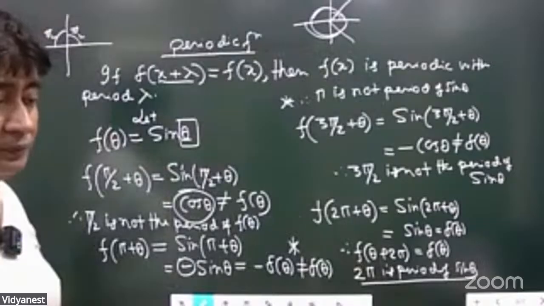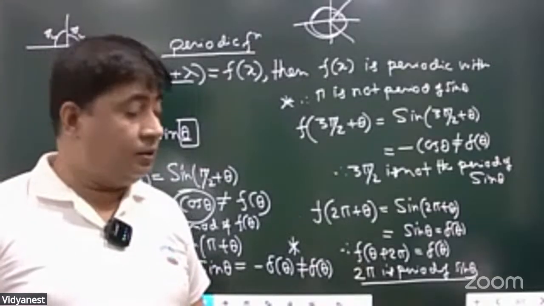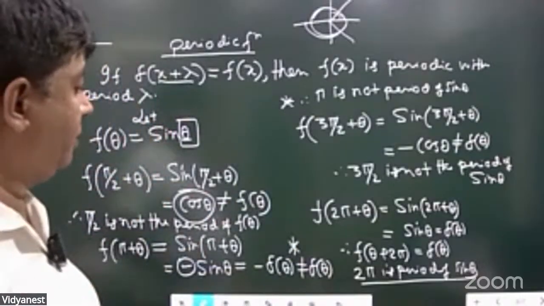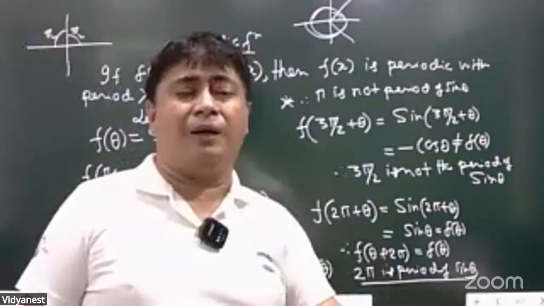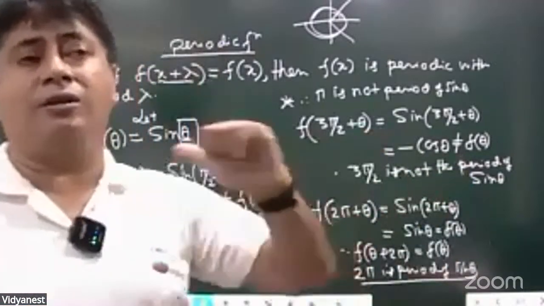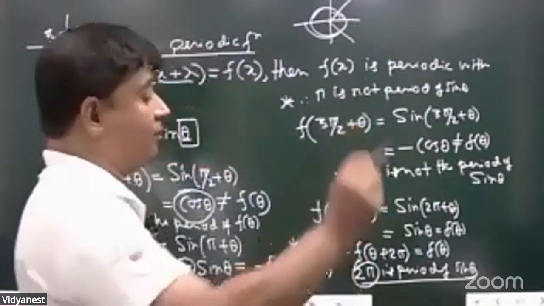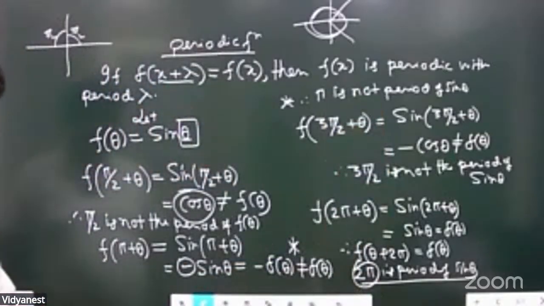Understood? Yes, sir. You can ask me, why 2 pi? Why not 4 pi? Because 4 pi plus theta is also sine theta. 6 pi plus theta is also sine theta. I will take the least one. Okay?